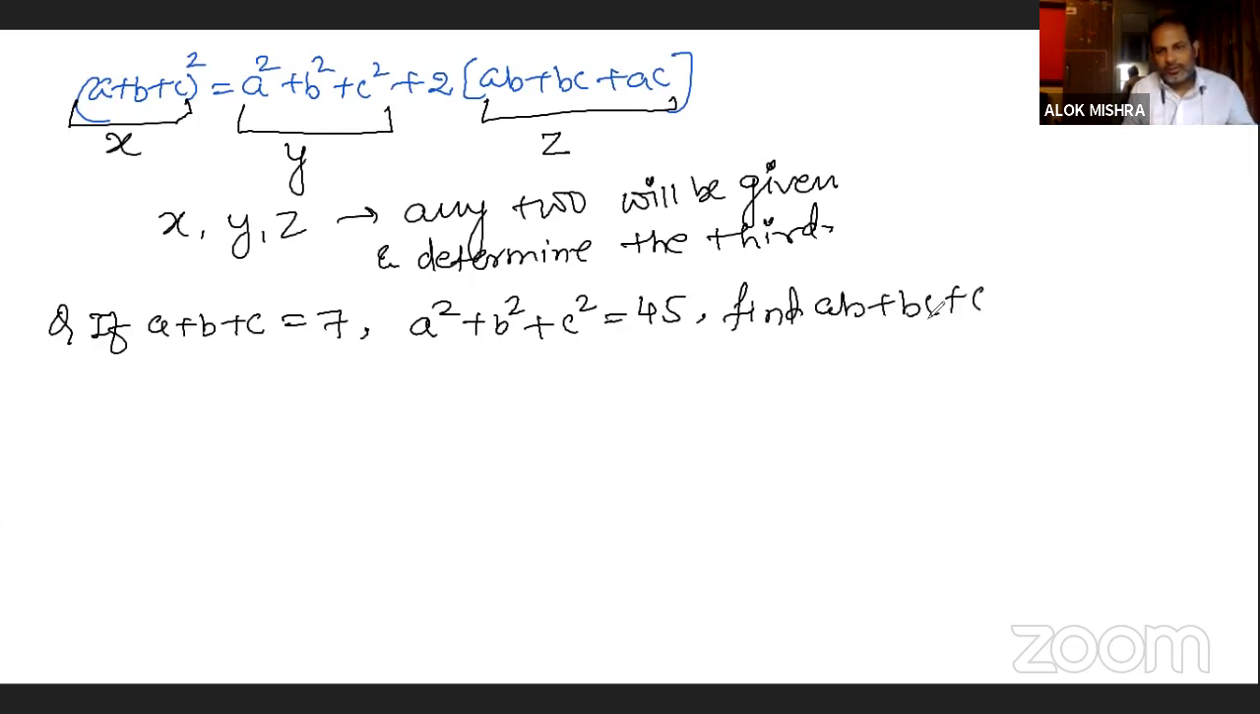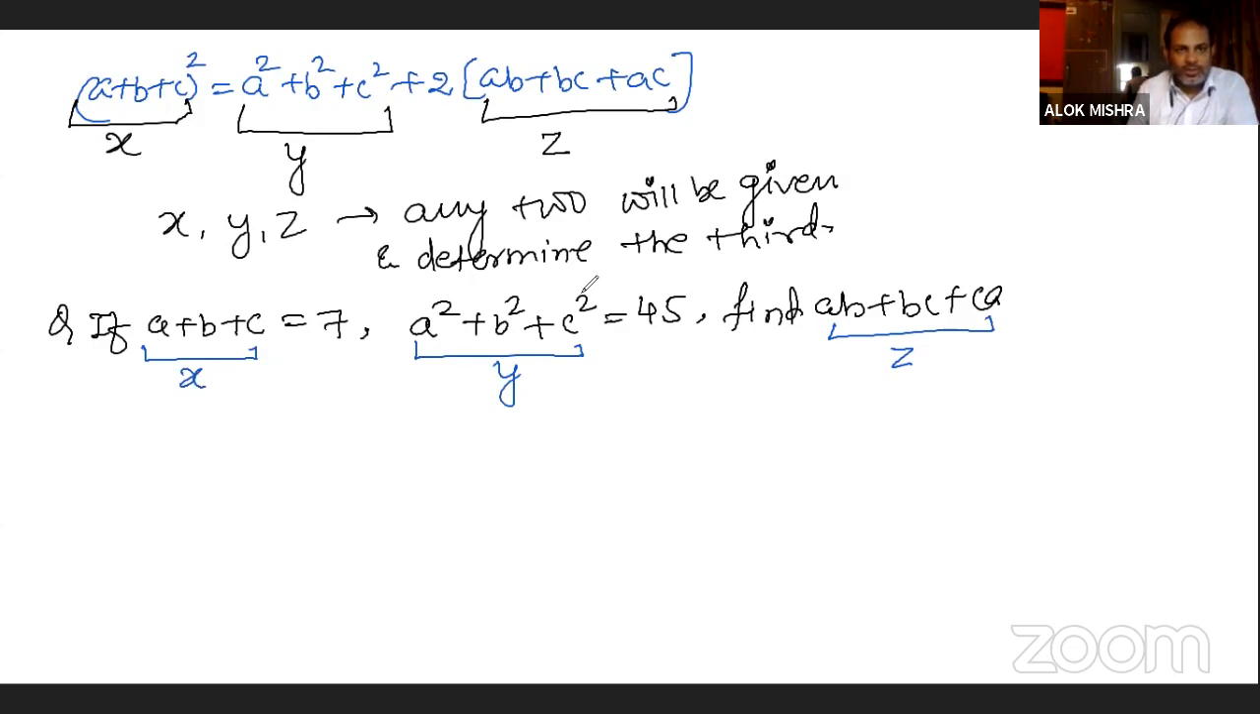Now, if I compare this with this particular formula, what do I get? I can say that this a plus b plus c is compared with x, this is y, and what is being asked is z. And that's what I have written: out of the three terms, any two will be given, and we'll have to determine the third term.